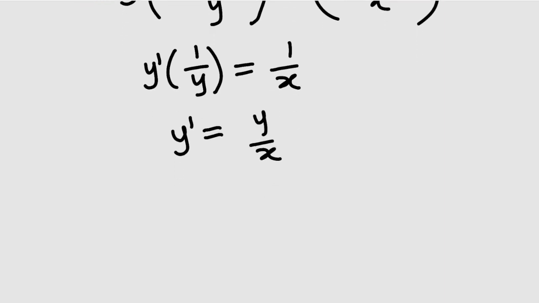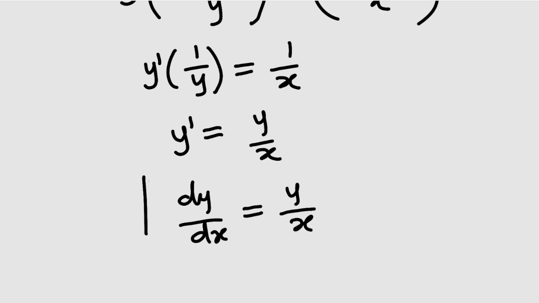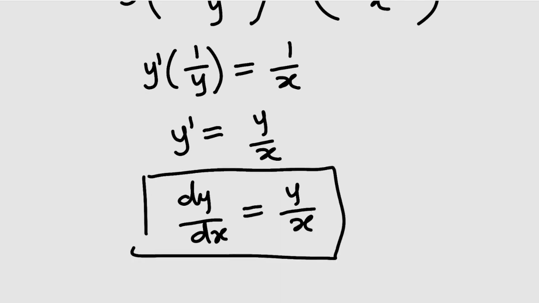And remember that y prime is the same thing as dy over dx that we are looking for, which is equal to y divided by x, and hence proved. We have shown that dy over dx is exactly equal to y divided by x. But let me give you an additional bonus. Let us show that the second derivative is equal to 0.